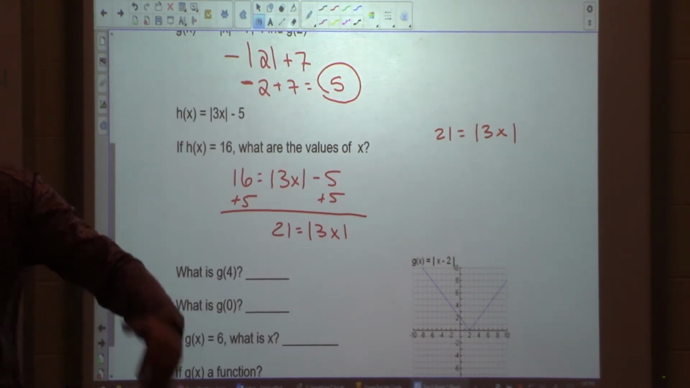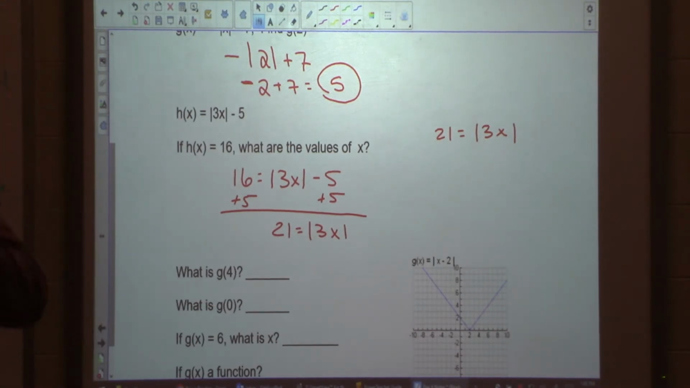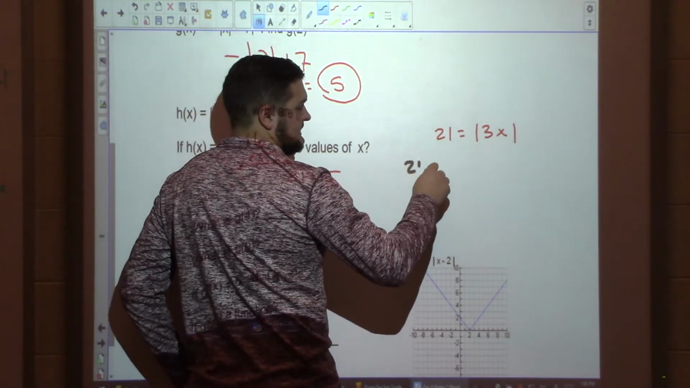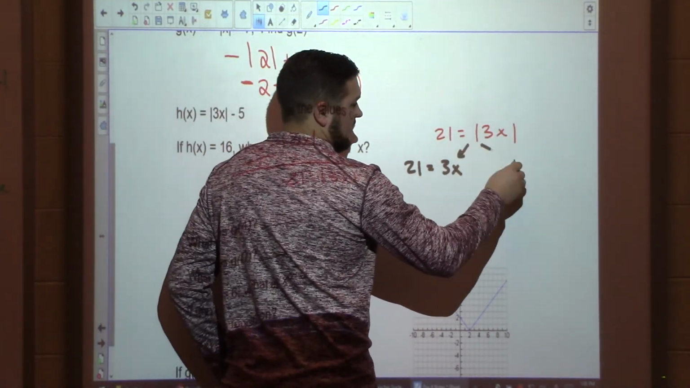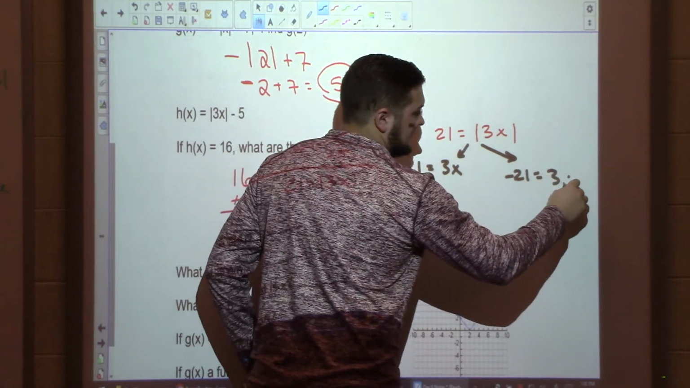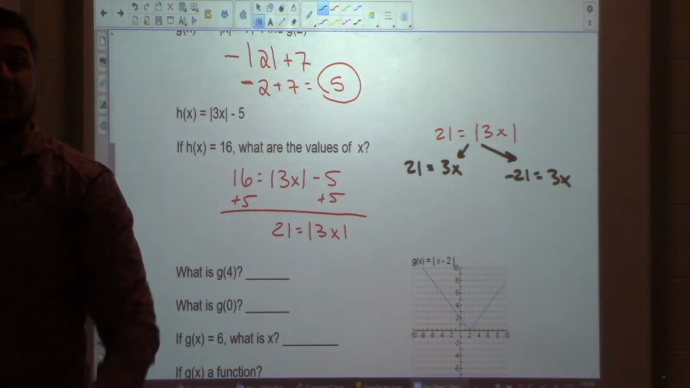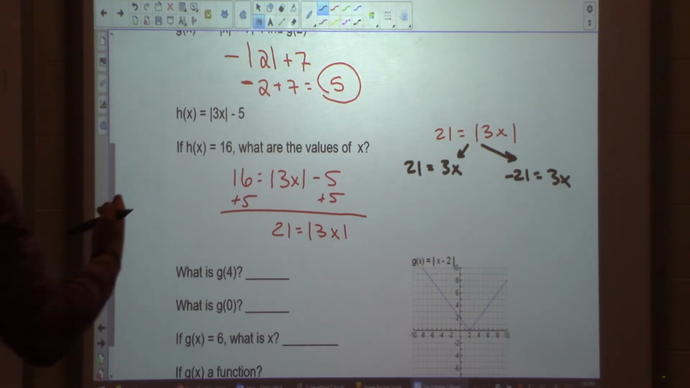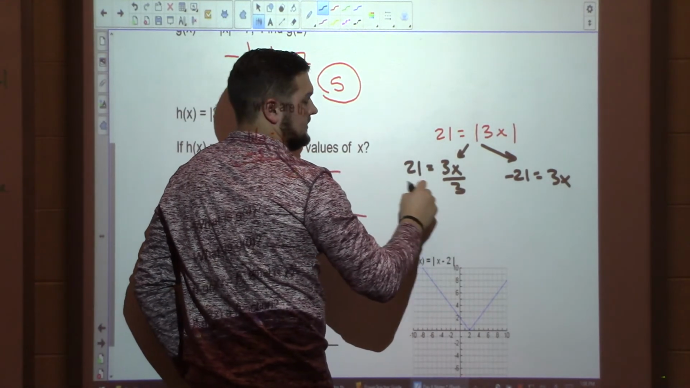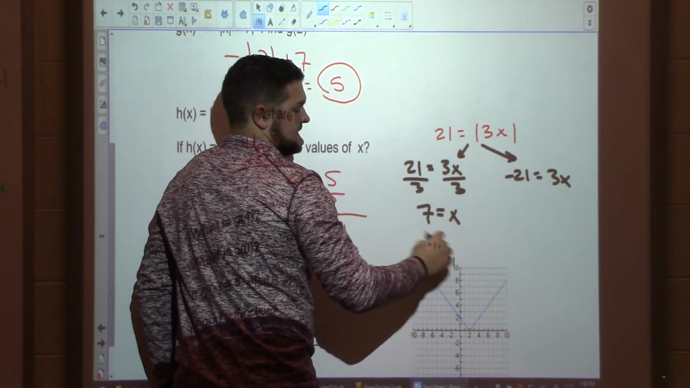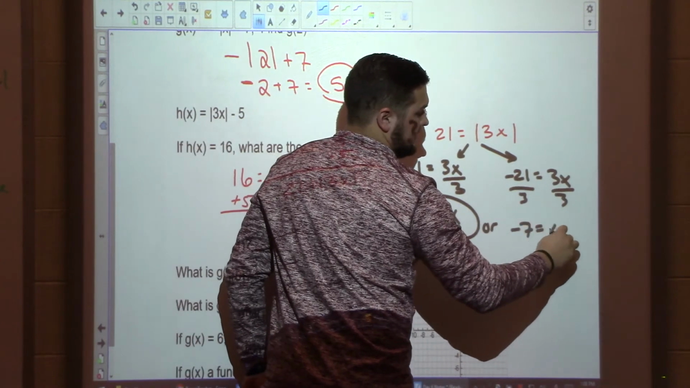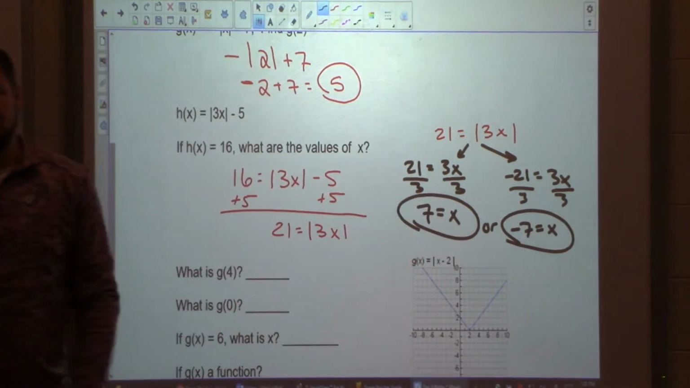Positive and negative, right? To get rid of our absolute values so that we can keep solving, we're going to split it into 2. Because 3x could equal both positive 21 or it could equal negative 21. And it doesn't matter because it's going to take the absolute value of it. So we got to split it to one positive side, one negative side. And then we can keep solving because now we don't have an absolute value there in our way. So divide by 3. 7 equals x. Or divide by 3. Negative 7 equals x. Very good.